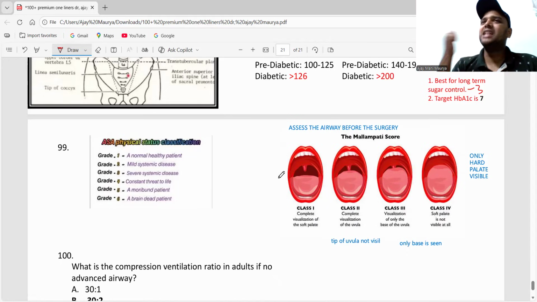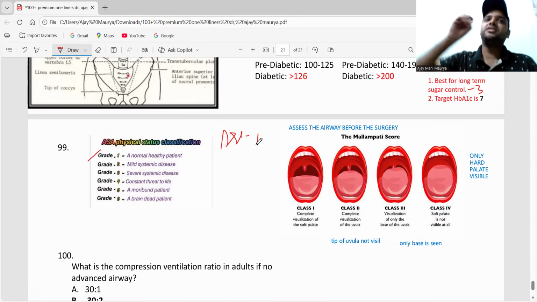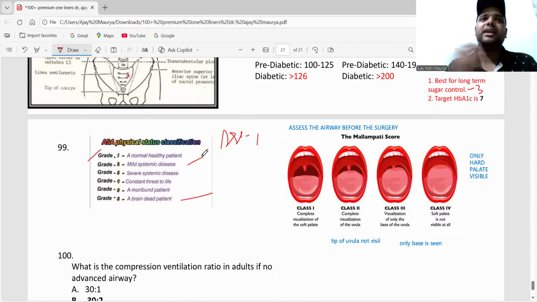Do you have sugar? Do you have any cardiac conditions earlier? If the patient is healthy, they will give ASA 1. If the patient is brain dead, oh my goodness, it is 6. Mild disease is grade 2. Now morbid, about to death, is grade 3, 4. This is how you have to do that one.